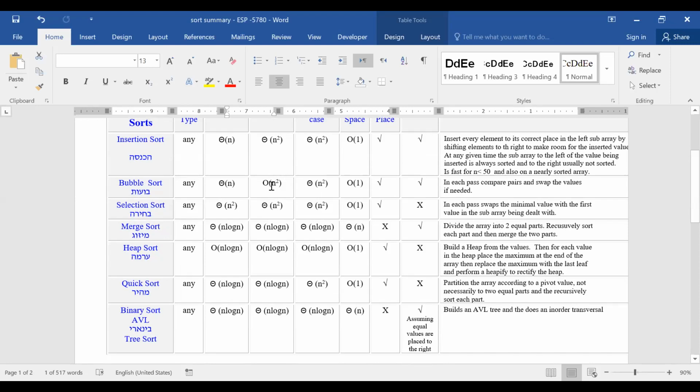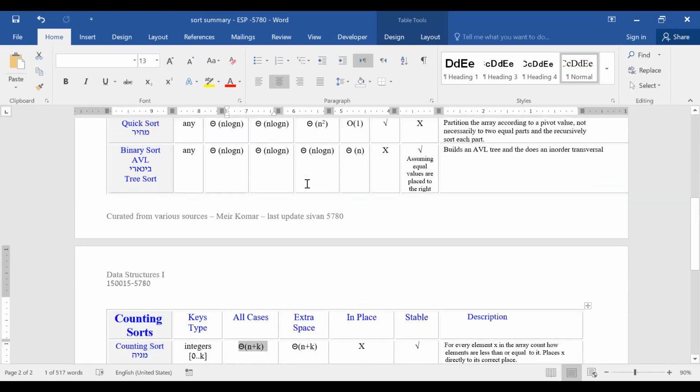No, but if that's O, the right one should be O. Yeah. The worst case. Right. So it could be. The worst case is theta squared. So okay, pity on the time. I'll look into it. Okay.